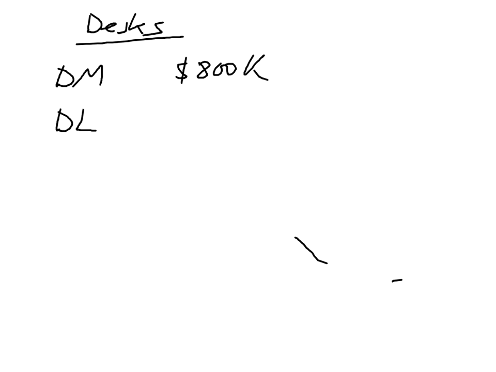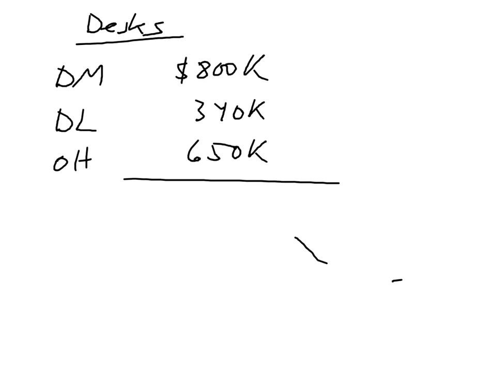Our direct labor is still going to be 340,000. And our overhead, now this makes it a little bit easier for us. For Part A, we had two different product lines, and we had to allocate overhead to the two different lines, and we allocated it based on direct labor. In this case, we only have one product line, so if we have overhead of 650, all 650 is going to go to desks. So that gives us a total of 107.90 million.